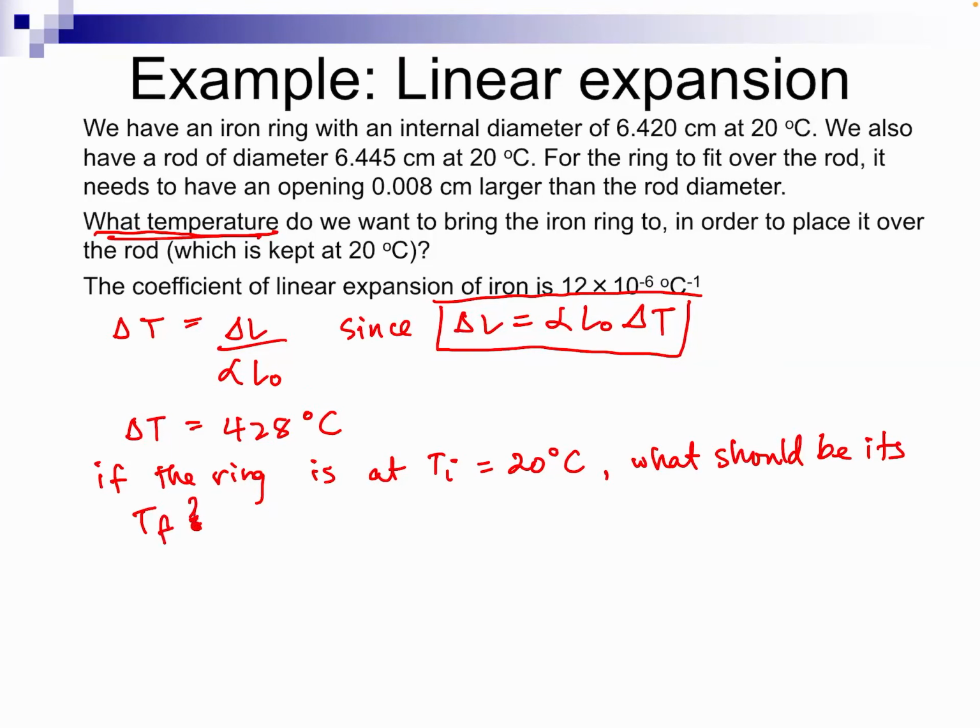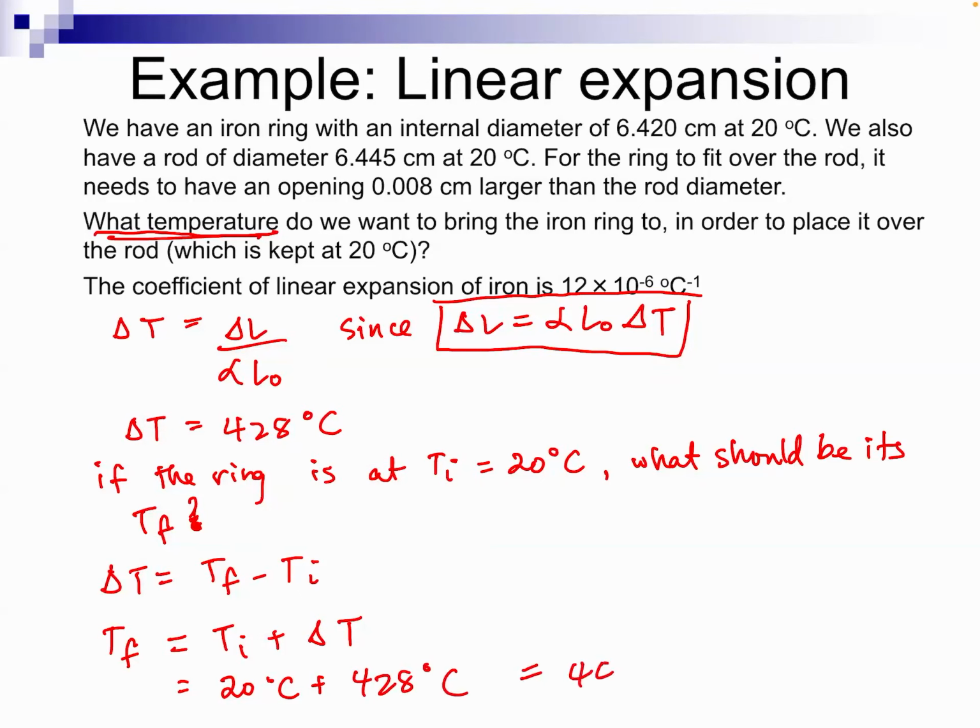What should be its final temperature? Delta T, of course, is final minus initial temperature. So therefore, you should bring your ring up to a temperature equal to its initial temperature plus how much the change in temperature should be in order to accomplish this change in length or diameter. So that will be 20 degrees Celsius plus 428 degrees Celsius, or 448.